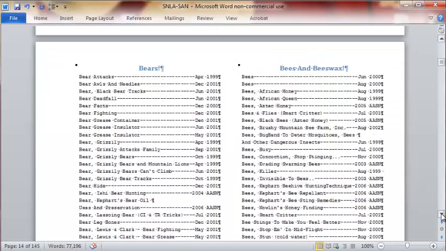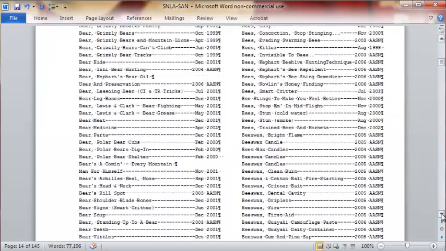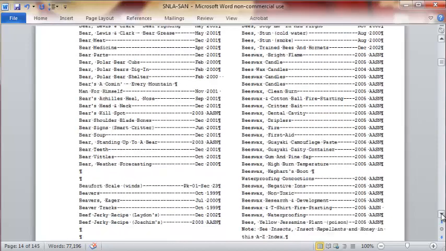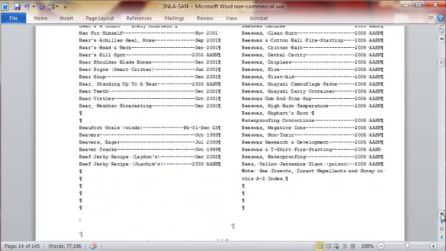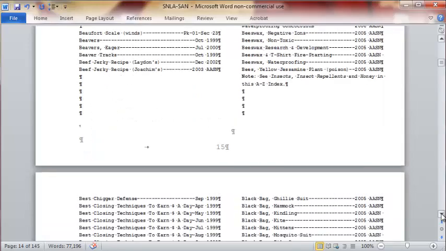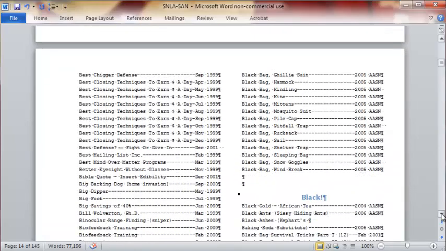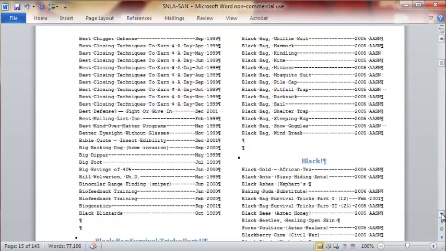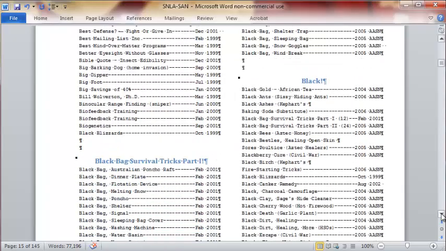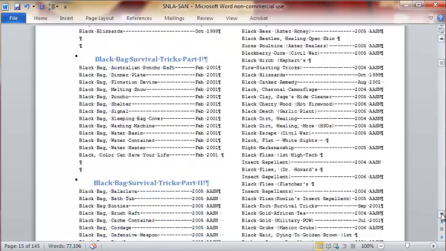Bears, bees, and beeswax. A lot of incidents with bears. You got to respect them big critters, ornery critters. Okay, just because they're cute, you don't go up to them and mess with them. Black bag survival tricks parts 1 and 2.